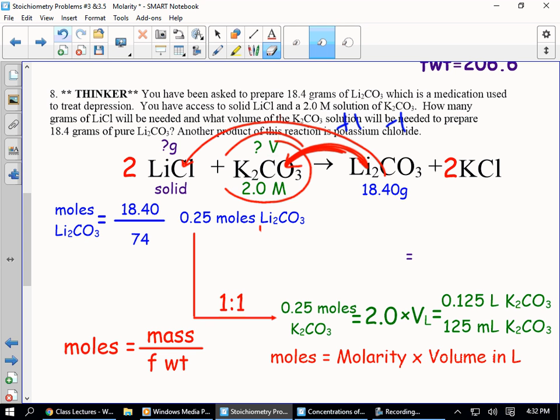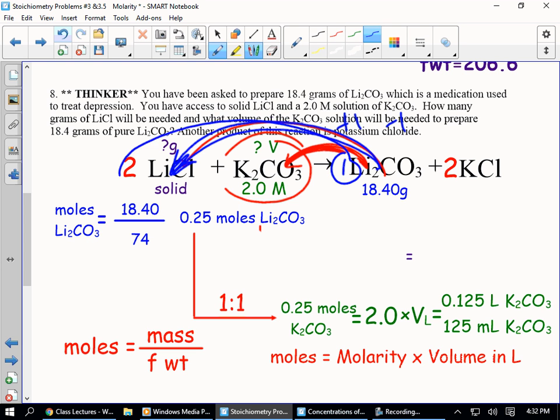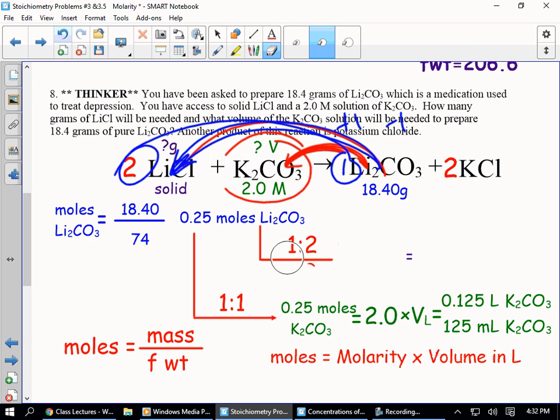The next thing I need to measure out is going from lithium carbonate to lithium chloride. This is a 1-to-2 coefficient ratio, so I'm going to double that. So I'm going to have a 1/2 mole of lithium chloride. This is a solid, so I'm going to do moles equal to mass over formula weight, which is 42. And when I do that, I get 21 grams of lithium chloride.